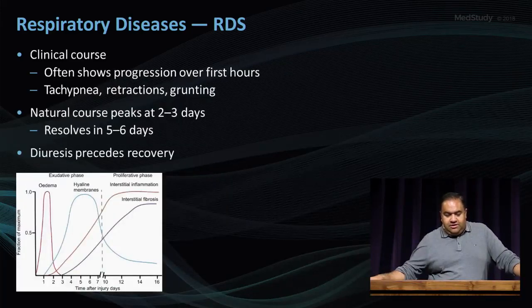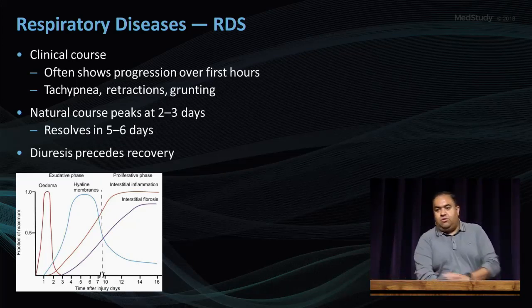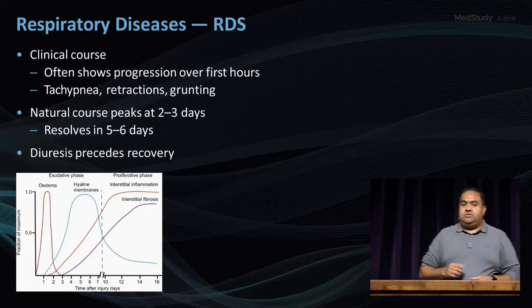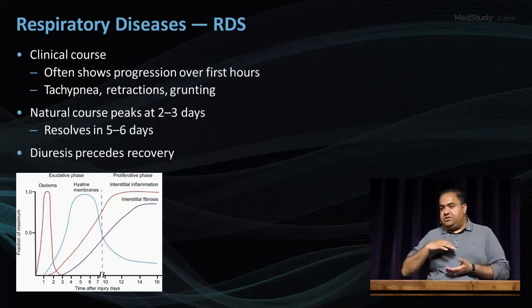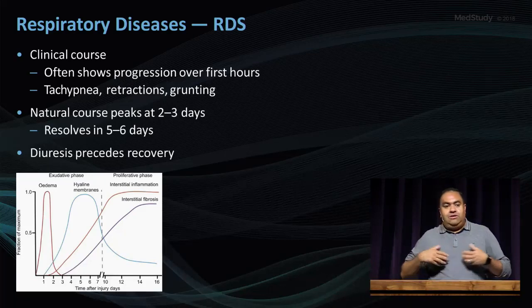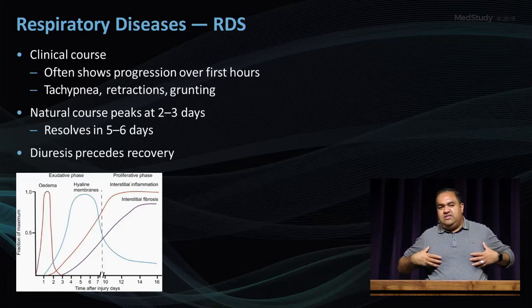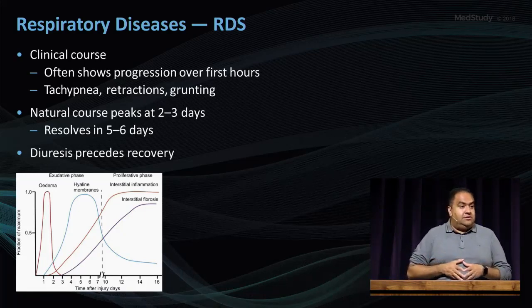So RDS, remember the clinical course often shows progression over the first few hours. The hallmarks of RDS are 3 things. And this is what I want you to remember from on x-ray. So they're hypoventilation, so decreased aeration in the lungs, ground glass appearance, so kind of hazy distribution equally on both sides of the lungs, and air bronchograms, all right?